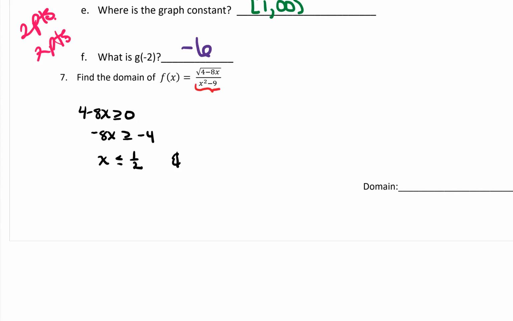And so we want to factor x squared minus 9, which is a difference of squares, so this factors as x minus 3, x plus 3. And we're looking at values which set it equal to 0, and we need to exclude those. So x minus 3 is equal to 0 when x is 3, so x can't be 3, and x plus 3 is equal to 0 when x is negative 3, so x can't be negative 3.